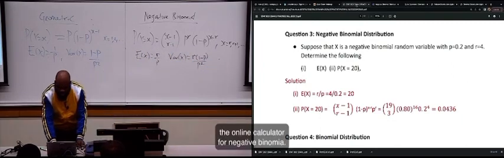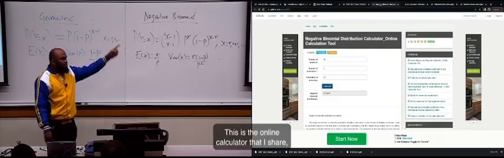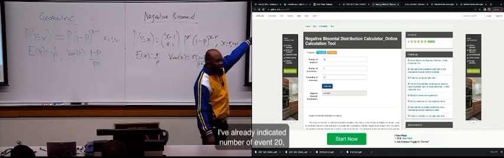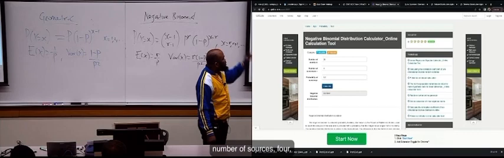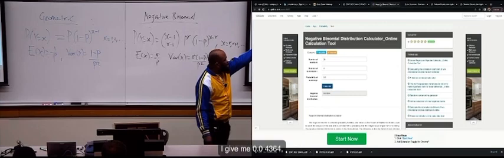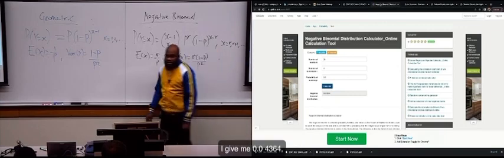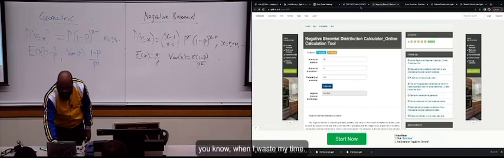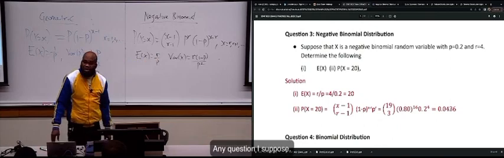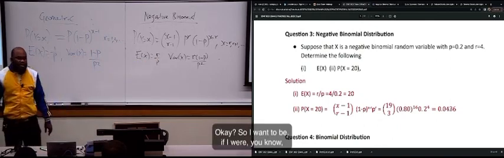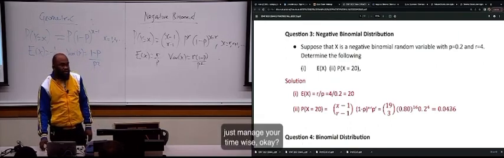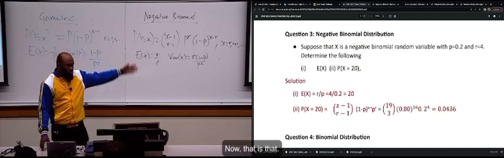Now I'm going to show you the online calculator for negative binomial. This is the online calculator, the link that I shared. I've already indicated: number of events 20, number of successes 4, then probability 0.2. When I click on that, it gives me 0.04364. The same value that I got when I wasted my time. Any question? That's super easy. If I were you, it depends on you, just manage your time wisely.